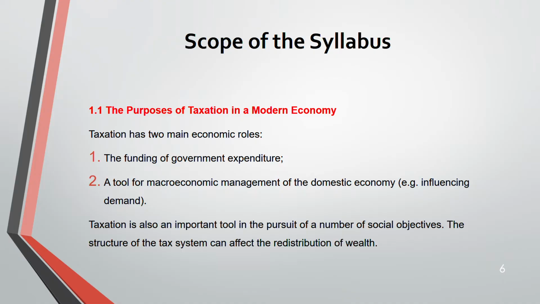Okay. Now, tax is an important tool for a number of social objectives. Why? Because it is the structure of your tax system that can affect the redistribution of wealth. That's why you see the rich becoming richer and the poor becoming poorer. Why? Because the rich know various tax planning tools that the poor don't know in the economy. Poor in a sense, I'm talking about income-wise, okay? So structure is very important. That's why we are studying the structure.